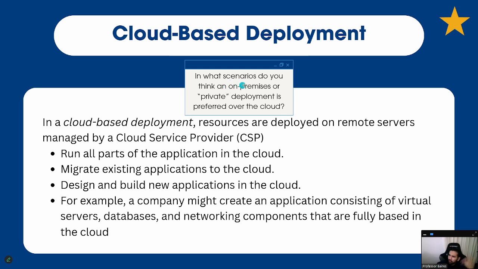So again, think: what scenarios do you think on-premises or private deployment is preferred over the cloud? What kind of companies would not allow themselves to go to the cloud? Consider what risk they might face by deploying to a cloud service provider. Because at the end of the day, if you've taken my 101 class, for example, we talk about how anything on the internet is inherently at risk. Once you plug into the internet, there is inherent risk to it. So what kind of companies or what kind of scenarios would prefer a private or on-premise deployment?